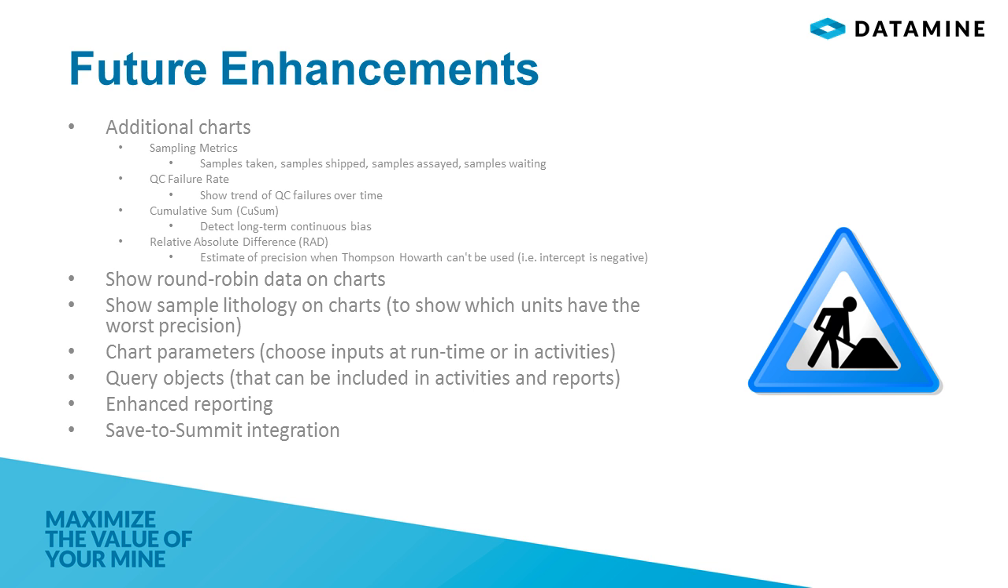As well as the relative absolute difference is another chart we're going to work on, and this is just a different alternative to the Thomson-Howarth, because one of the things that the Thomson-Howarth charts require is a lot of data. In order for the Thomson-Howarth charts to really be meaningful and provide you a good indication of the precision of your data, you need quite a bit of data points.